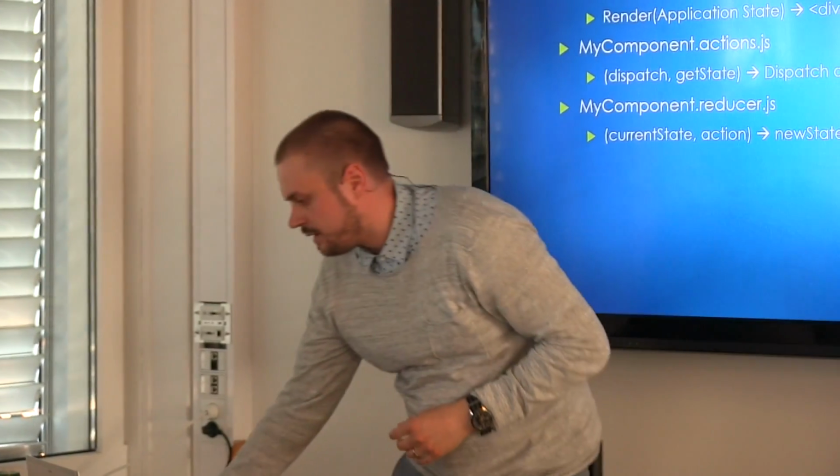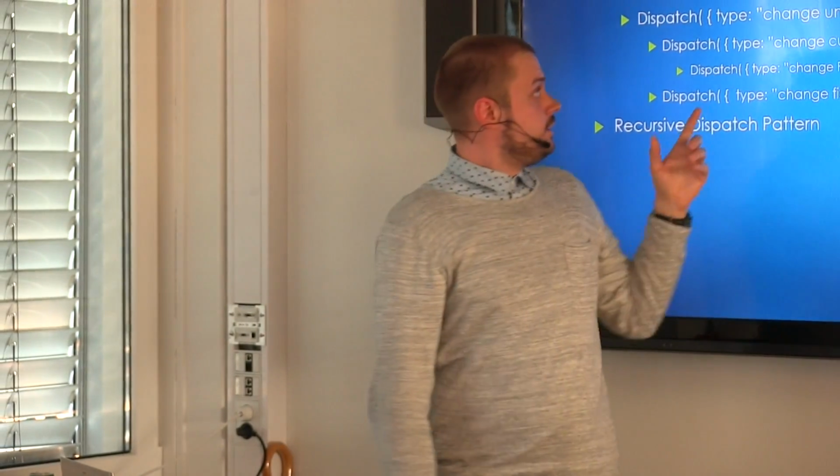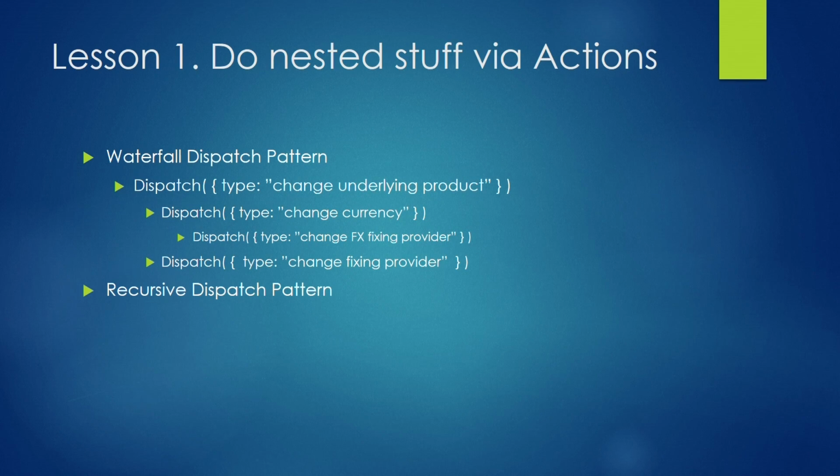You should really do that by dispatching many actions. You first dispatch update the product, then update the currency, then update the fixing provider. This is very natural. If you do that and you look in your debugger, you're going to see all these things, so you can debug and say, look, first I'm dispatching this, then this, then this. And you can easily see if something goes wrong.